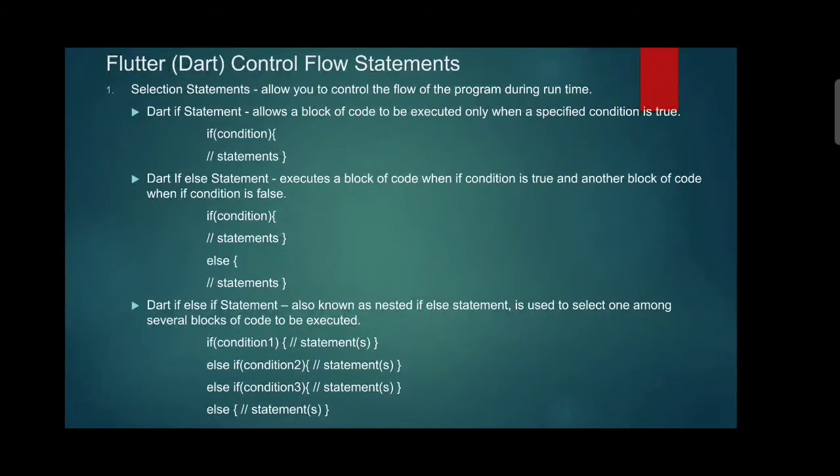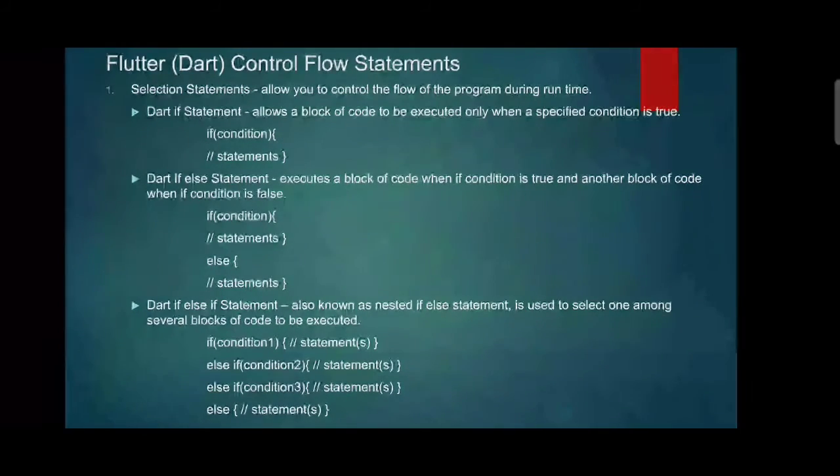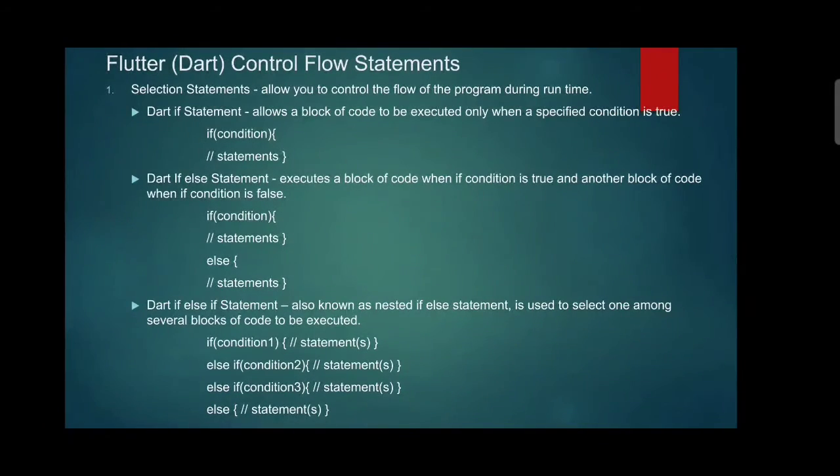Next we have here the if-else if statement, also known as the nested if-else statement. It is used to select one among several blocks of code to be executed. Here, condition is a Boolean expression that results in either true or false. If it is true, then the statement inside the if body will be executed. If it results in false, it will scan the next condition, which is the else if statement, and execute the statement in its body when the condition is true. If it results in false again, the same method will be done until the condition reaches else, meaning that none of the if-else conditions were true.